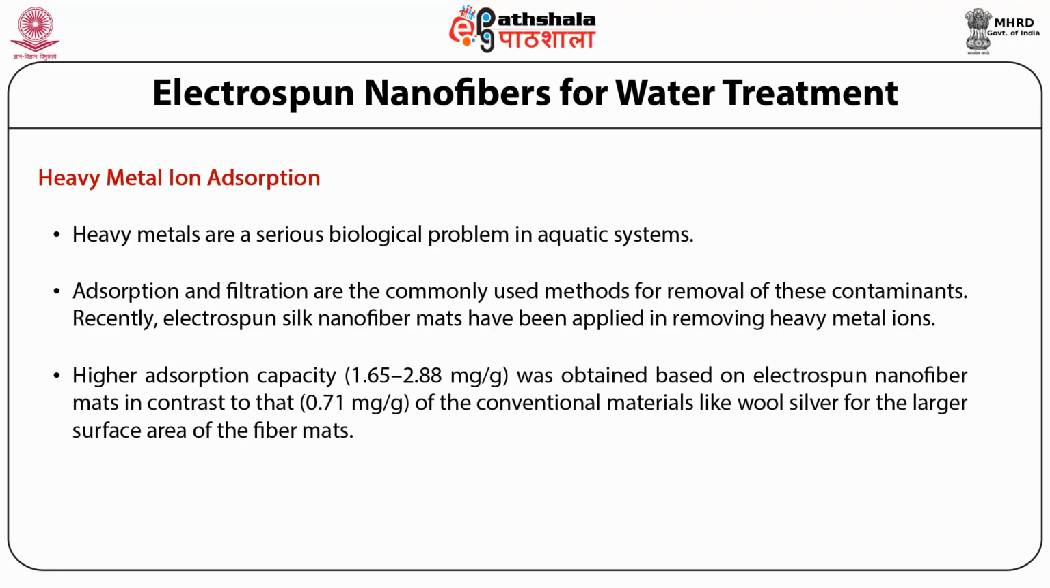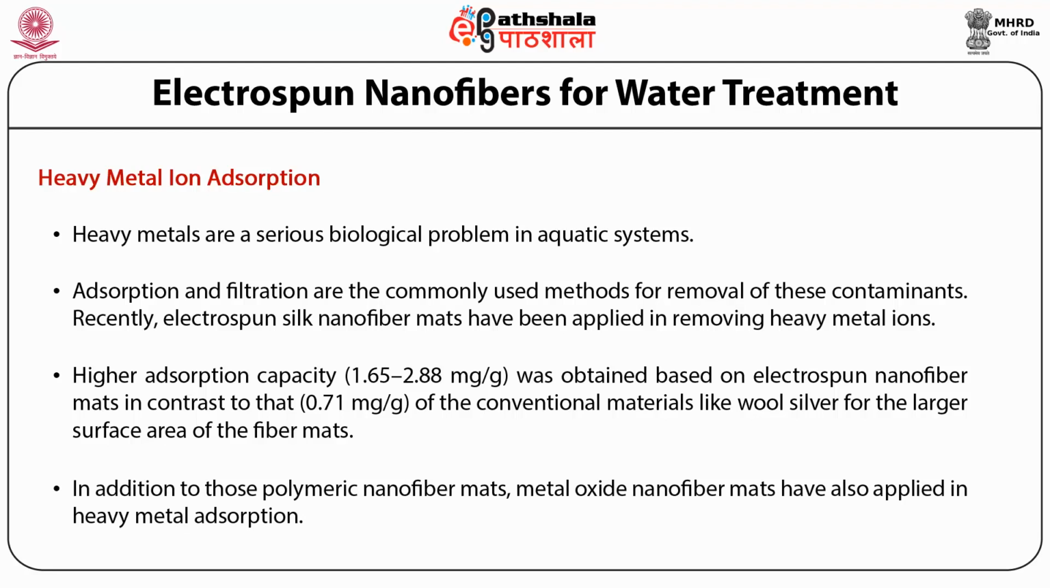A higher adsorption capacity of around 2 mg per gram was obtained based on electrospun nanofiber mats in contrast to that of 0.7 mg per gram of the conventional material like wool, owing to the larger surface area of fiber mat. In addition to those polymeric nanofiber mats, metal oxide nanofiber mats have also been applied in heavy metal adsorption.